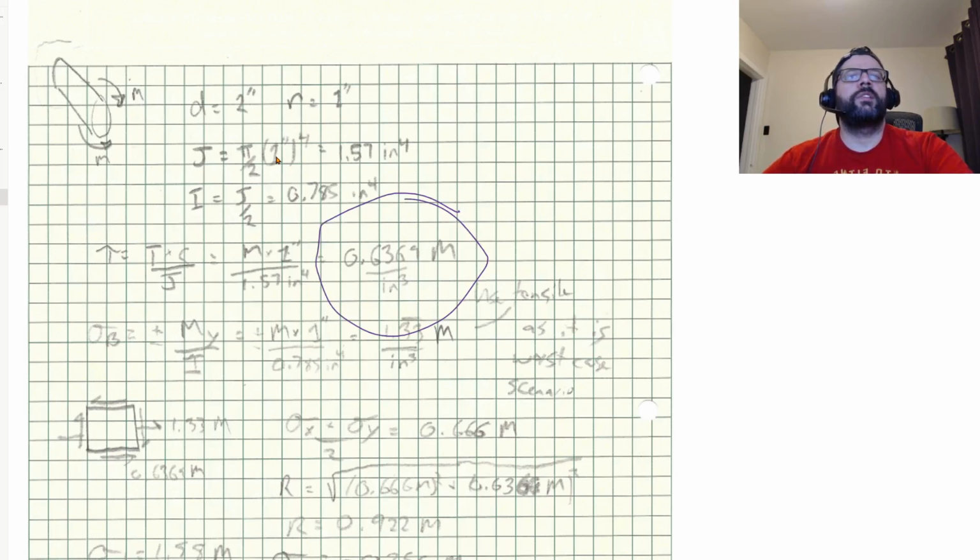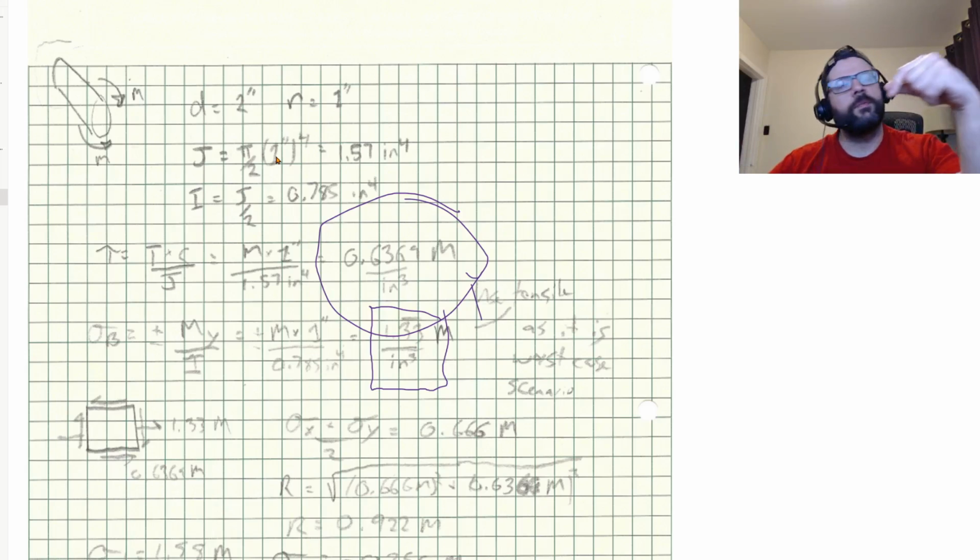Our bending stress, again depending on what location we pick, but the maximum values are going to be plus or minus M times Y over I. So M times 1 inch divided by 0.785 inches to the fourth. That gives us 1.33 per inch cubed times M. We're going to use the tensile one because that's the worst case scenario.